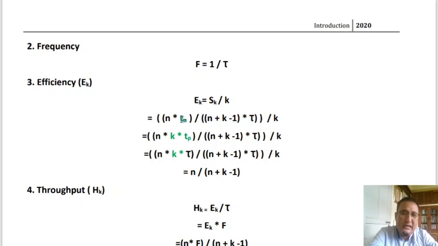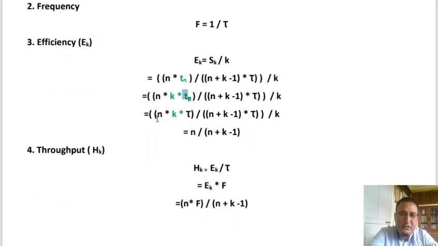So here now this Tn can be replaced by k into Tp, because Tn is the total amount of time required for executing a particular instruction. For executing an instruction, you have k number of phases, and for each phase you require Tp amount of time. So k into Tp. On further simplifying the expression, what we have is n into k into Tp by n plus k minus 1 into tau by k. Further simplifying it, we have n by n plus k minus 1. So this is the expression for efficiency, n divided by n plus k minus 1.